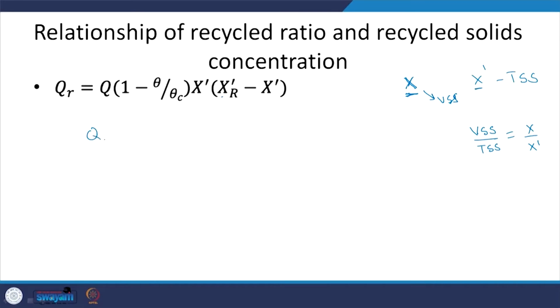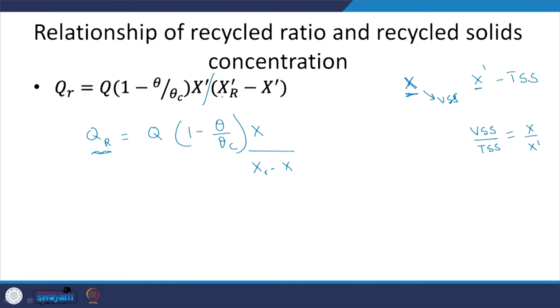If not, the actual QR will depend upon Q into 1 minus theta by theta c into X recycle minus X, let us say. So, this does not really look right, I understand. It has to be X dash by this, right. So, minor correction there: X by X recycle minus X. This is how you will calculate how much QR is required.